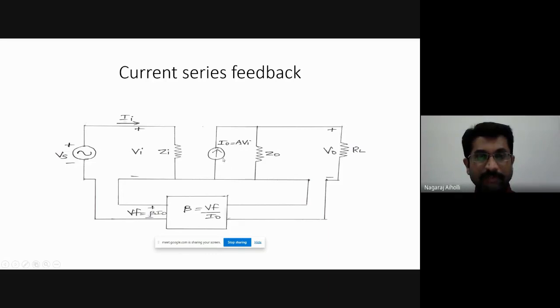Just now we looked at the basic circuit of the current series feedback amplifier, where A is equal to I naught by Vi, or I naught is equal to AVi. As it is a current source, the output impedance Z0 will come in parallel. Then we have the voltage across the load resistance. From the output, the current is tapped and given as input to the feedback circuit. The output of the feedback circuit is the voltage which is in series with the input. Beta is Vf by I naught. That is, the output is the voltage, the input is the current, the output current I naught.